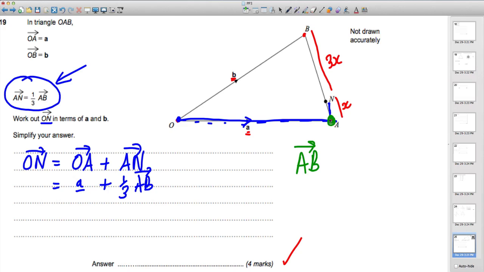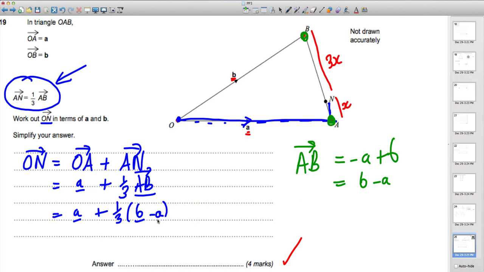Now, maybe we might be able to work out what the vector A to B is. Well, if you want to get to A to B, well, yes, it's negative a plus b. It's negative a plus b. Or an easier way of writing that is b subtract a. So what we could do is we could therefore replace this, a third AB must be a third of b subtract a. Okay? And therefore we've got a plus a third b subtract a third a.